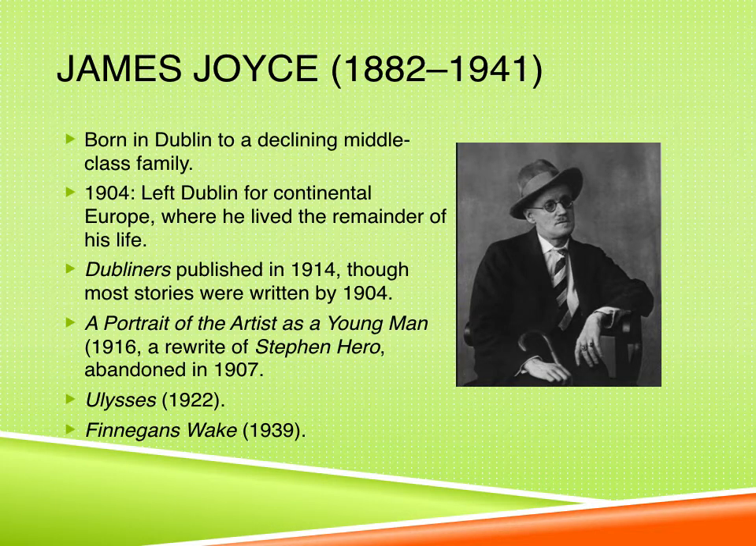Dubliners was published in 1914, but he wrote the majority of the stories, most of them, by 1904. A Portrait of the Artist as a Young Man was published in 1916. It's a rewrite of another novel, Stephen Hero, that was abandoned in 1907. Later, he went on to write Ulysses, published in 1922, and Finnegans Wake in 1939.